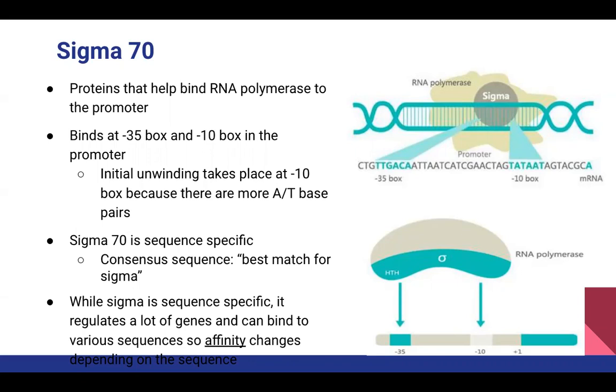And because it can vary slightly, it can regulate a lot of genes. A single one at least can, and it can bind to various varieties of these sequences. So affinity will change depending on how much this sequence in the DNA of the promoter varies from gene to gene.